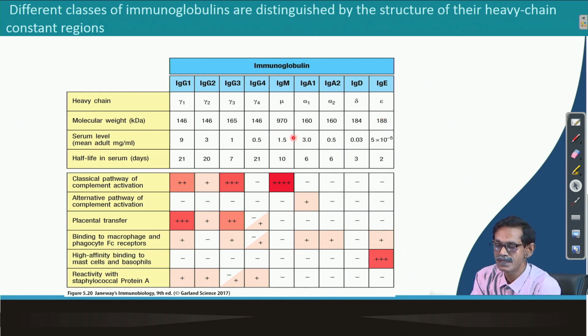Now their serum level, the maximum serum level in an adult: if you isolate the blood, purify the serum, and measure how much IgG is there, then it is the maximum amount. IgM is also good, IgA is in between, but the others are not as much. Their half life is also given. So, IgG has the maximum half life.